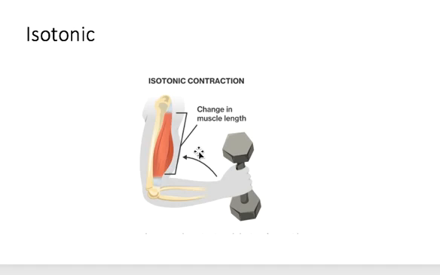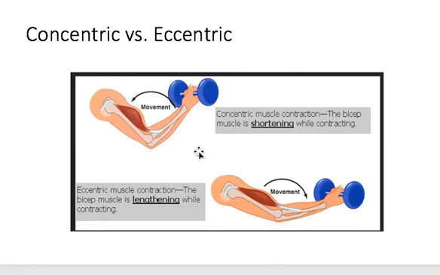isotonic muscle contraction actually has two different types. It can either be concentric or eccentric. So, in concentric muscle contraction, there is a shortening while contracting, and in eccentric, there is lengthening while contracting.